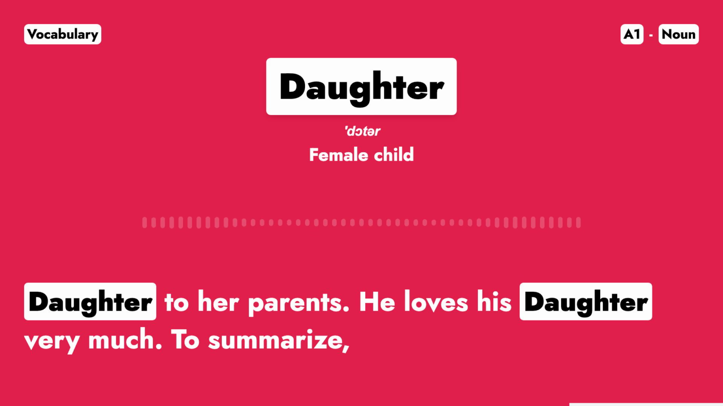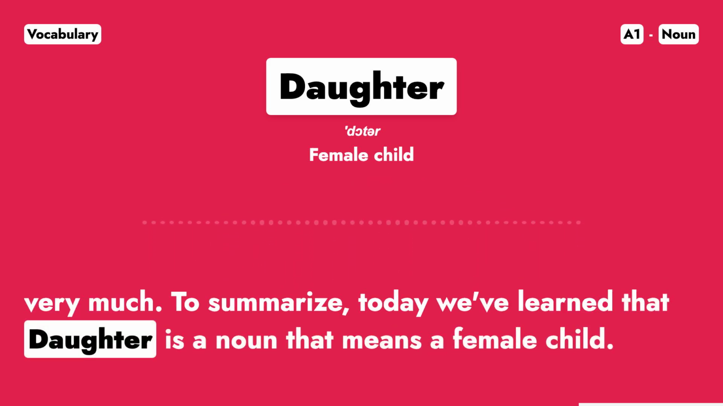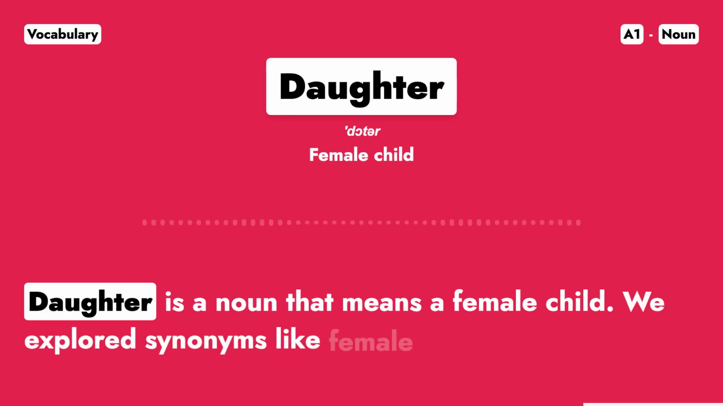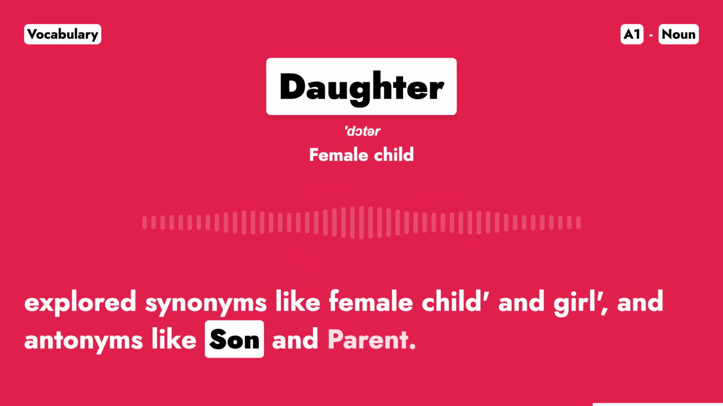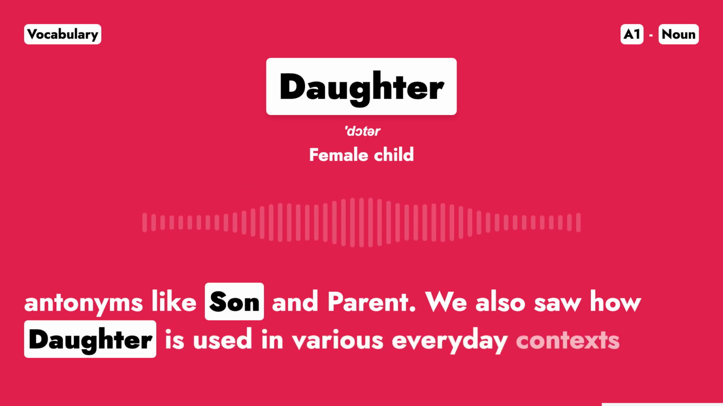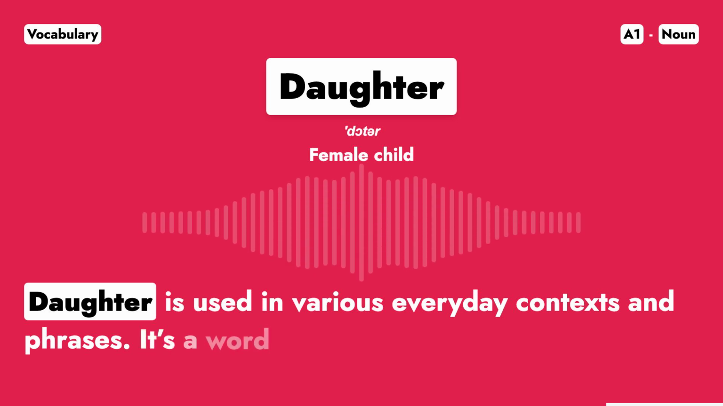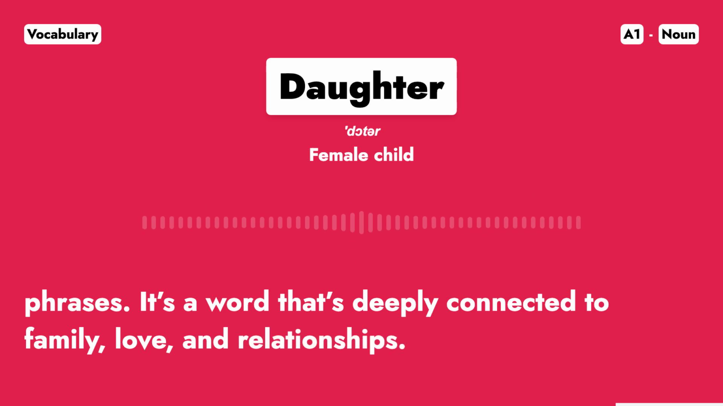To summarize, today we've learned that daughter is a noun that means a female child. We explored synonyms like female child and girl, and antonyms like son and parent. We also saw how daughter is used in various everyday contexts and phrases. It's a word that's deeply connected to family, love, and relationships.